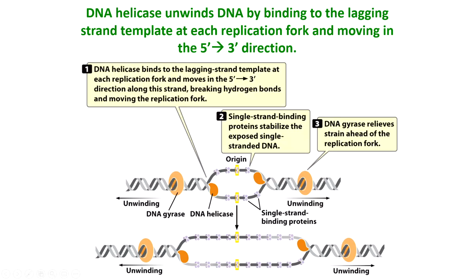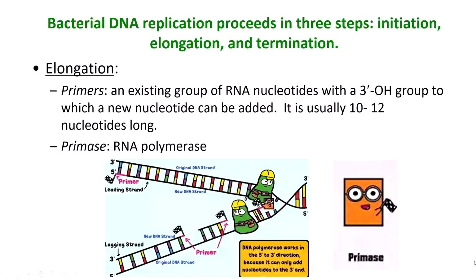And then if you take a circular molecule and open it up like this, you're going to create a lot of strain down here on the other end where it's still double-stranded. And so DNA gyrase will bind and get rid of that strain so that the molecule doesn't become too unstable.